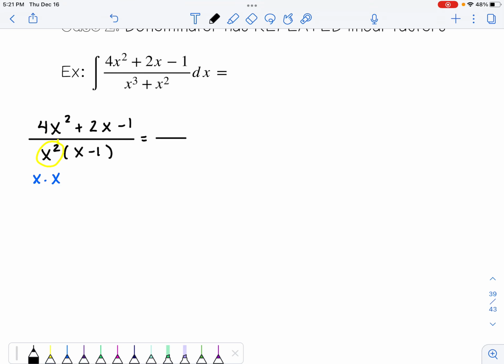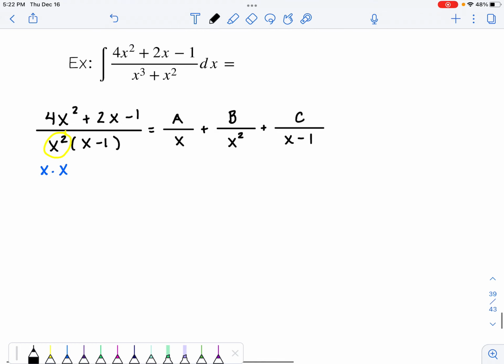So our first fraction is going to be A over x, and then we're going to add on a second fraction where it's x squared. So we built up from 1x to 2x, so x squared. We'll put a different coefficient on the top, so B. And then our last factor, x minus 1, is going to get a C. So that's our partial fraction setup.